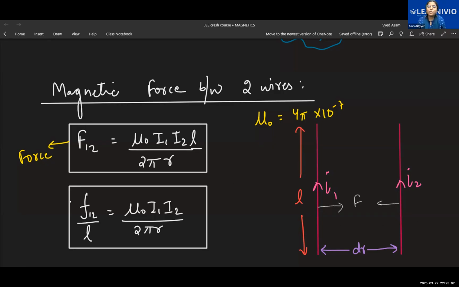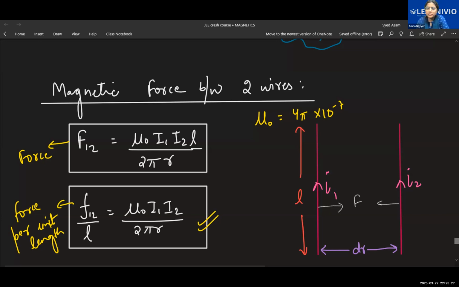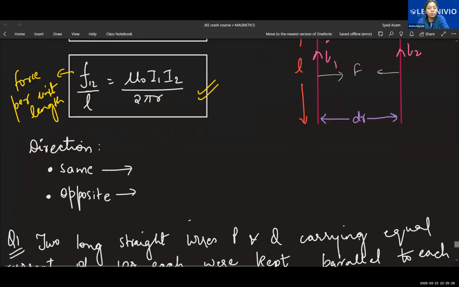But sometimes force per unit length will also be given. In that case, this L will be divided out, so you won't be able to see this L. It is mu naught I1 I2 by 2 pi r. Most of the time this is given, because you will see in the questions the length is missing. So directly apply this formula. Okay, so this is the magnetic force between two wires.